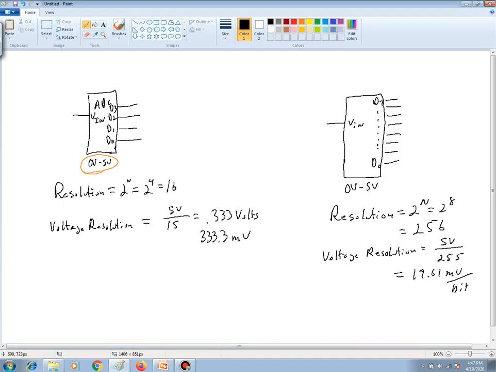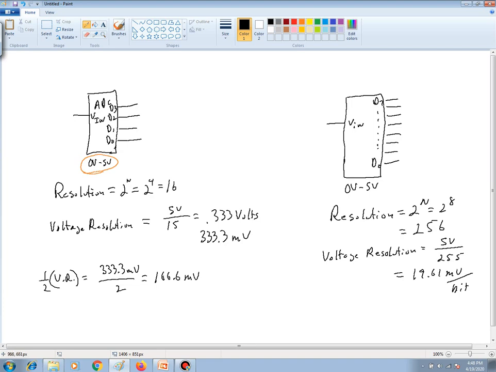So going back to our exercise here, if someone was to ask, what is the maximum error, what is the quantization error that you have in either one of these? Well, that would be fairly straightforward. We could say that the quantization error is going to be one half of the voltage resolution. So in this example, the one on the left, we would have 333.3 millivolts divided by 2, and that's equal to 166.6 millivolts. So that is how much quantization error you have.